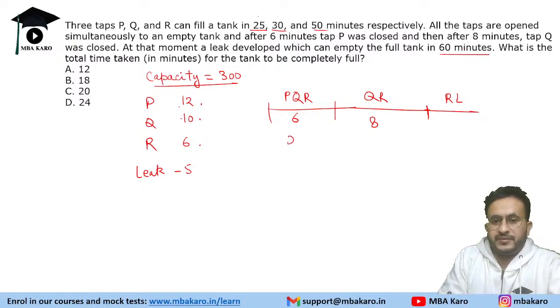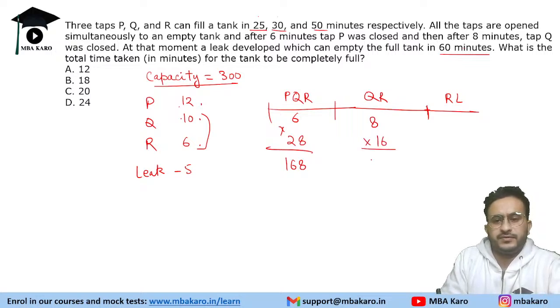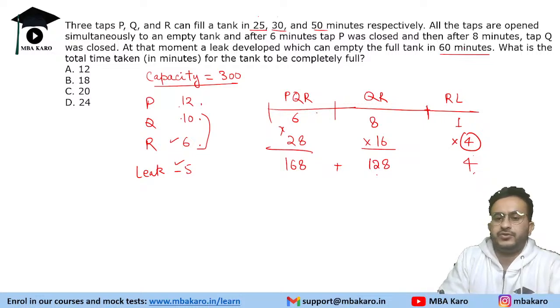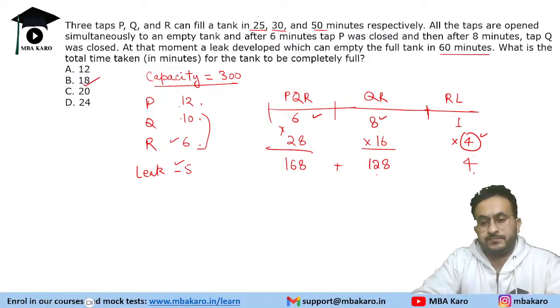So first P, Q, R, that is 28 per minute, so 168 units filled. Then Q and R are working. That is 16, and 16 into 8 is 128. So 296 is already done. We need to fill 4 more. So R and the leak, the rate is 1, because R is filling at 6 and the leak empties 5. So the rate is 1. For how many minutes should it work? 4 more minutes. Okay, 4 minutes it will work. That will fill 4 units. So total time is 6 plus 8 plus 4, that is 18 minutes.